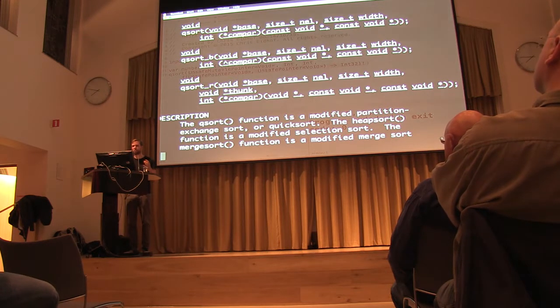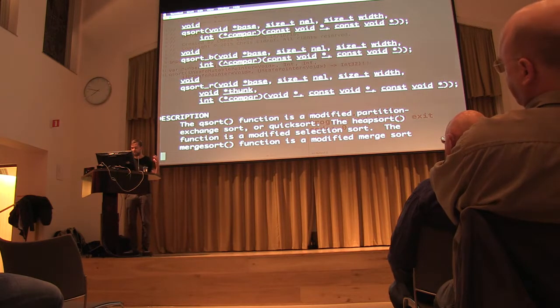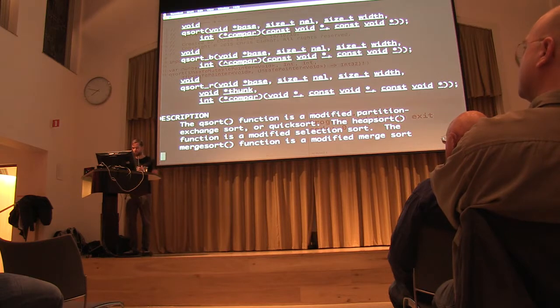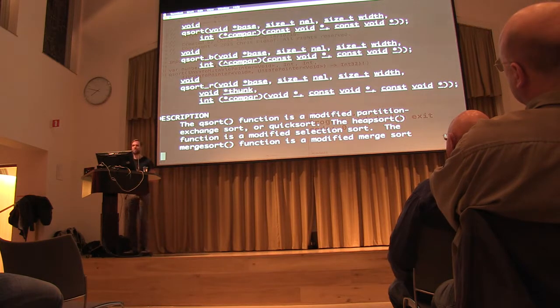And then there's this const modifier, which says that you cannot modify the elements. So basically, the first pointer to the base is an array that we're going to mutate. In the comparison function, we get the 2 elements, and we can compare them, but we cannot modify them. That's why it's const. Cool, let's try to use this.